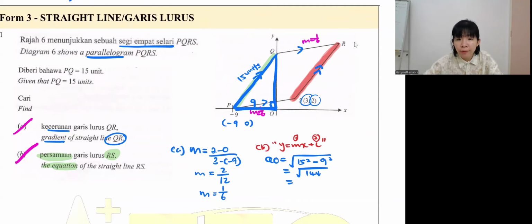Square root of 144 is 12 units. So if this is 12 units, what is the coordinate of Q? If this height is 12, the coordinate for Q will be (0, 12). So far okay? If you know the height here is 12, so it's (0, 12). Now we have two coordinates.